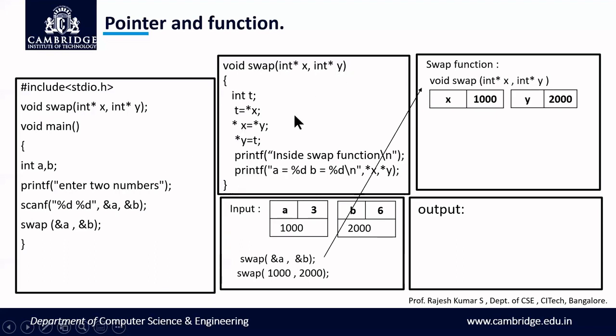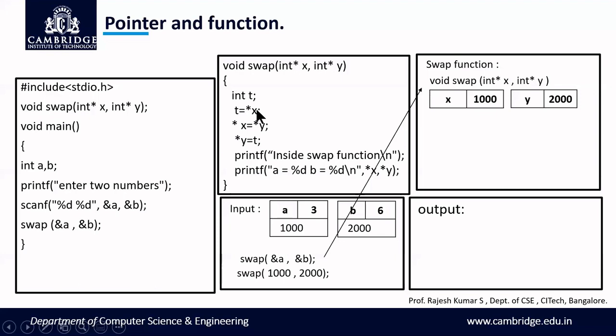Now here we are writing the swap function. In order to swap two variables, we are using a temporary variable T. Now T is equal to star of X. We know why we use the special operator star of X: in order to fetch the value present in this particular location. For example, X's address is 1000. Star of X means the value present at the location 1000. What is the value present at the location 1000?